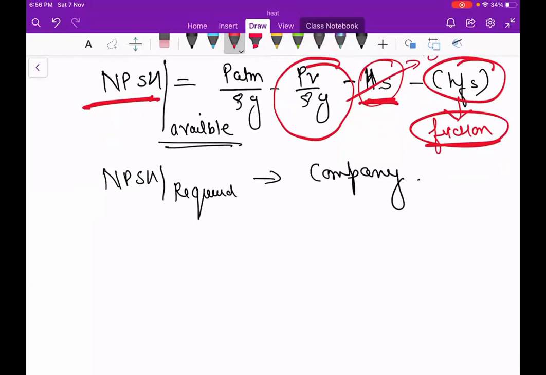Okay, so see here, I gave one example yesterday. Suppose this is a storage tank and you have three options like this.